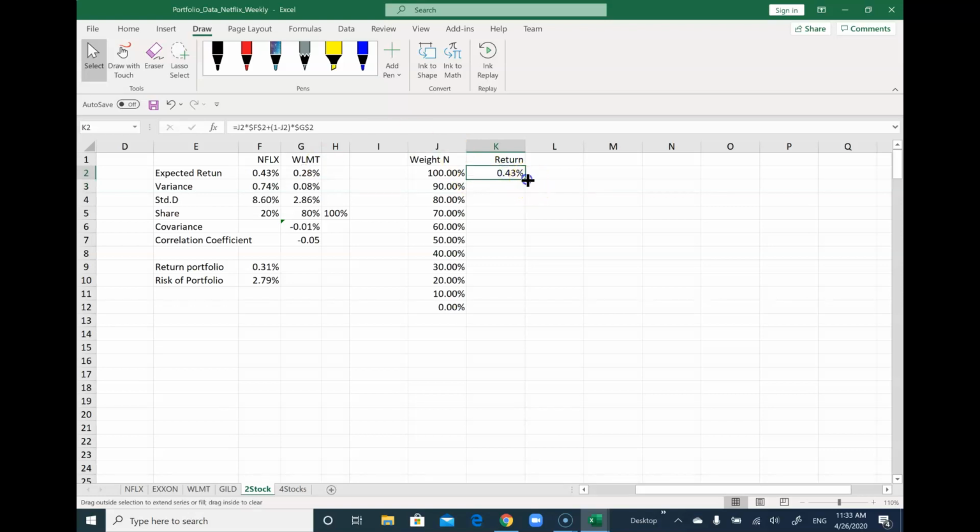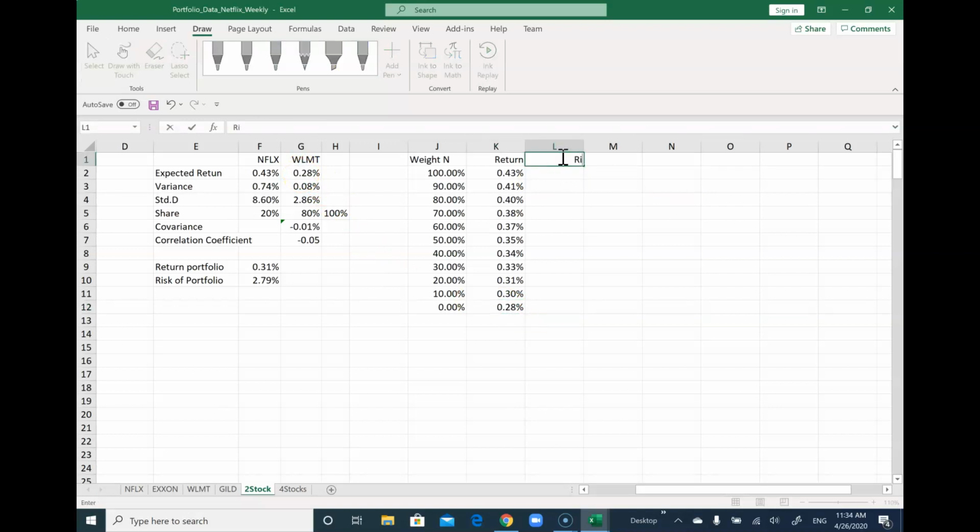Then I will just drag this over. And when none of your money is invested in the Netflix and all of your money is invested in Walmart, obviously the return of your portfolio is equal to the return of the Walmart stock. Okay, then the next step is to calculate the risk of your portfolio. And as you remember, calculating the risk is a little bit more complicated because the risk of your portfolio depends on the share of each asset in your portfolio, the risk of each asset in your portfolio, and either the covariance or the correlation coefficient between the two assets, right?